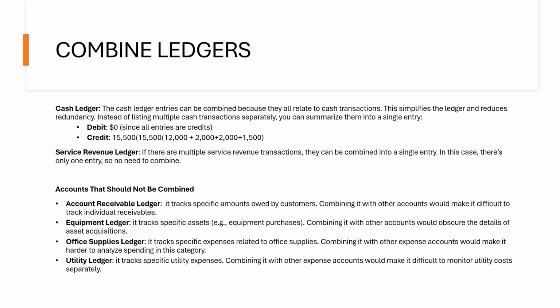Accounts that should not be combined include the accounts receivable ledger. It tracks money owed by customers. Merging it would make it difficult to track individual customers' payments. The equipment ledger tracks asset purchases like machinery or office equipment. Merging it with other accounts would obscure asset tracking.